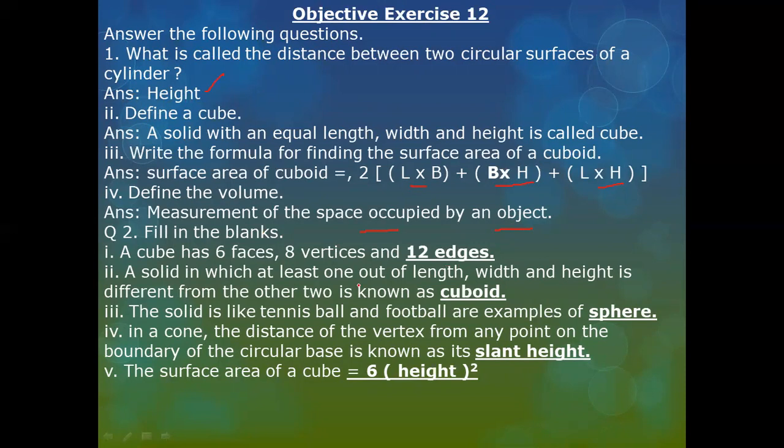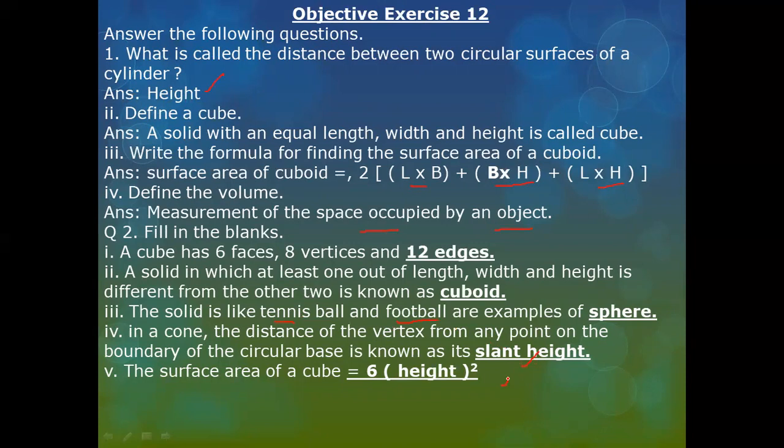A solid in which at least one out of the length, width, and height is different from the other two is known as a cuboid. The blank is cuboid. A solid like a tennis ball or football is an example of a sphere. Now here it means tennis ball or football. These are the examples of a sphere. The blank is sphere. In a cone, the distance of the vertex from any point on the boundary of the circular space is known as its slant height. Last blank, the surface area of the cube is equal to 6 times the square of its side. Now this is the blank that I have done.